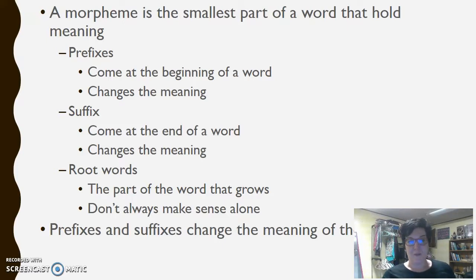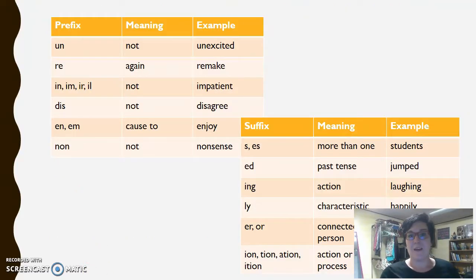Today, we're just going to focus on 3 of the most common prefixes. We'll get to all the rest in later lessons. Here's a list of some of the most common prefixes and suffixes. So un, as in unexcited, means not. So unexcited means not excited. Re means again, so remake would mean to make again. And so on, you can read through those.